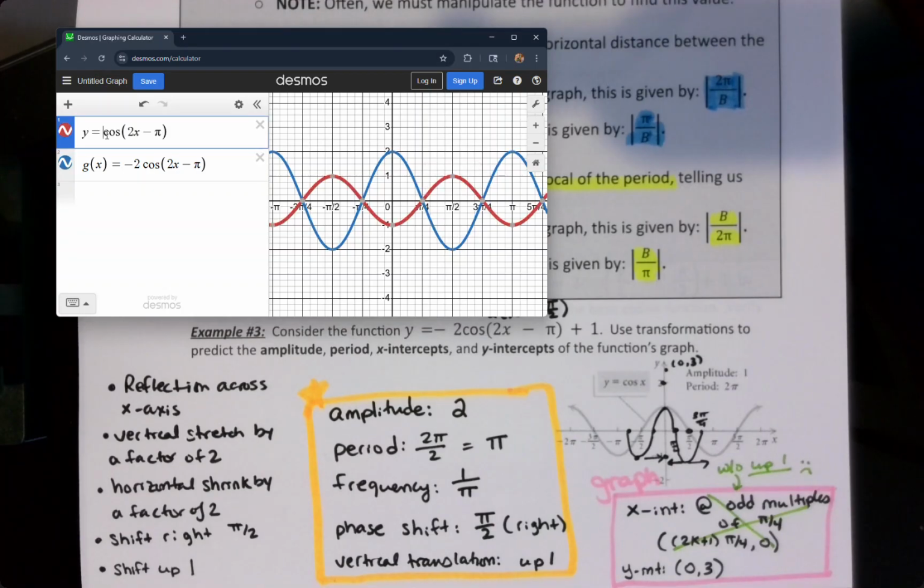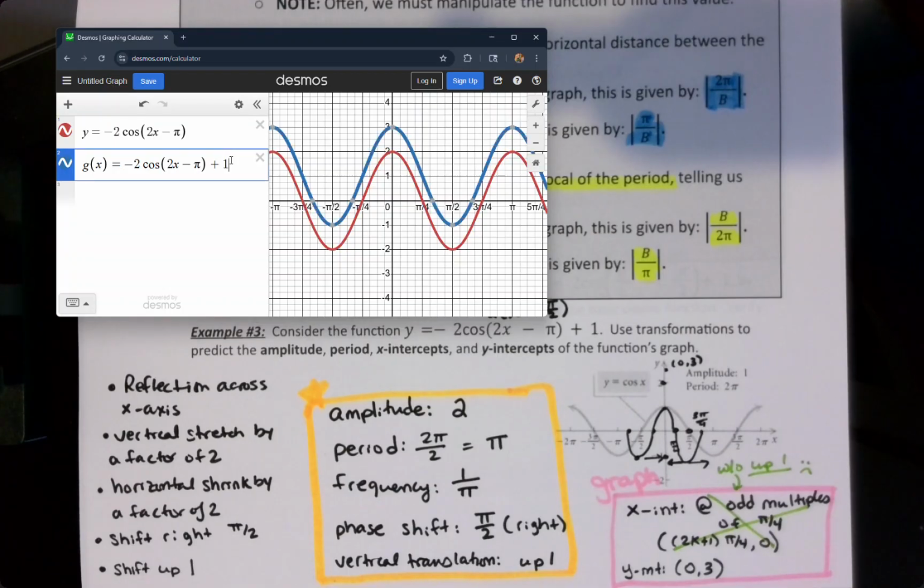So let's put in our negative 2 right here. When I add that 1, they are now at, it looks like, pi thirds and 2 pi thirds. Let's see if we can figure out why. So before we added the 1, we're looking for the values. So if I'm going to shift this up 1, I need the values that are at negative 1 here and here.